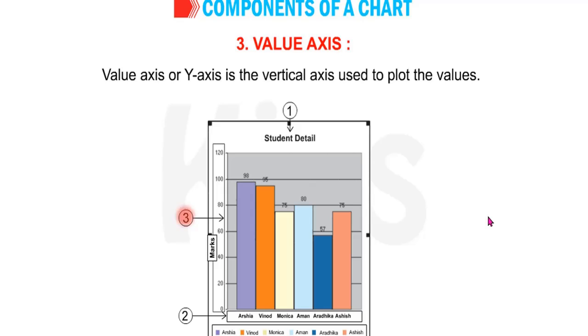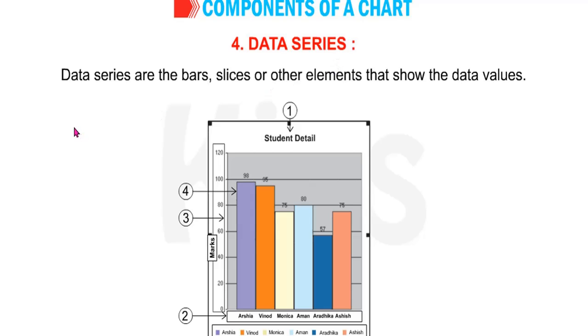Third one, value axis. The value axis or y-axis is a vertical axis, used to plot the values. It is located at the left side. Data series. Data series are the bars, slices or other elements that show the data values. If there are multiple data series in a chart, each will have a different color or style. It is like a bar or slice, shown in different colors.